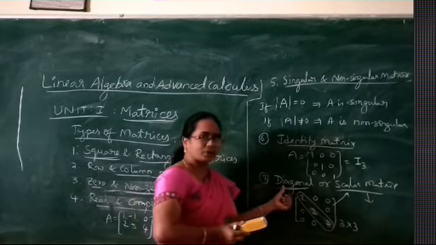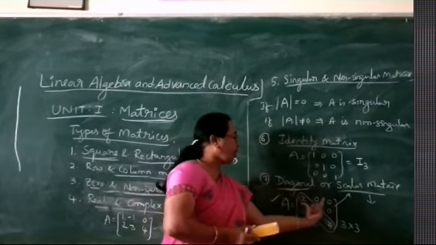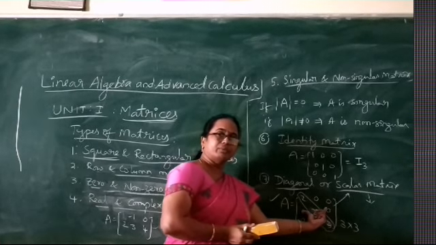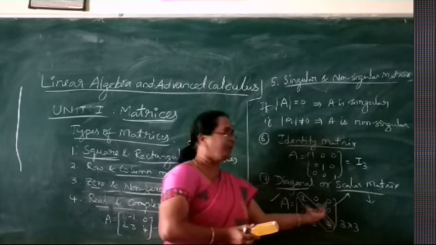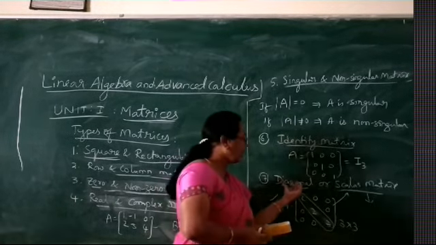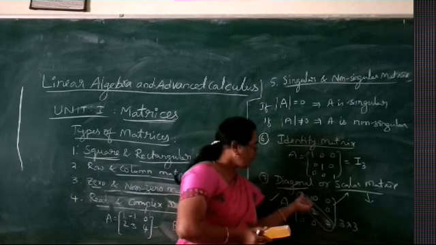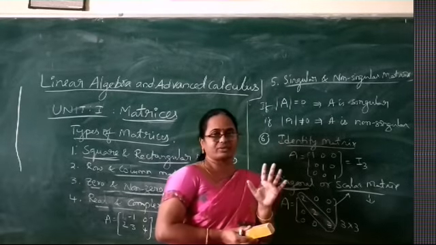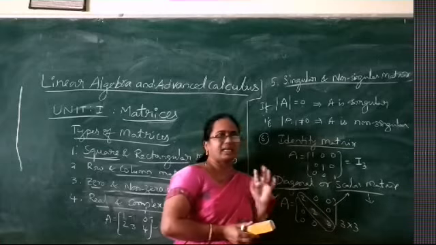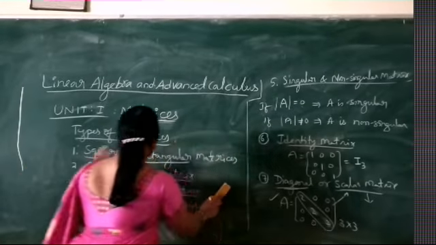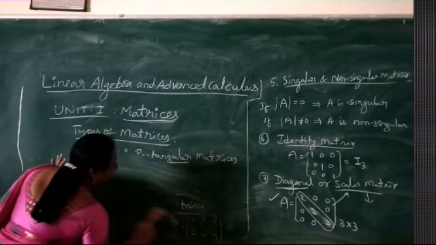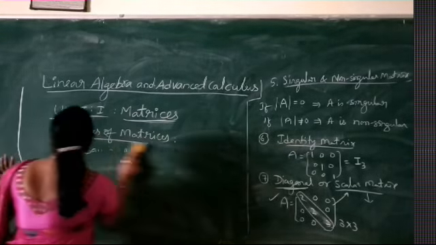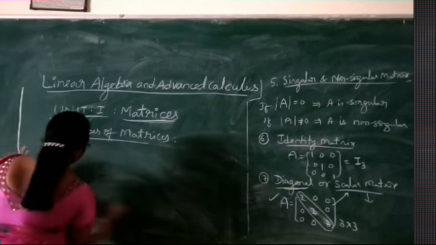Now coming to the diagonal matrix: if the non-diagonal elements are 0 in a square matrix, it becomes a diagonal matrix. If in a diagonal matrix all the diagonal elements are equal to the same scalar constant, it becomes a scalar matrix. Right? Now let us continue our discussion on to the next important type of matrices.